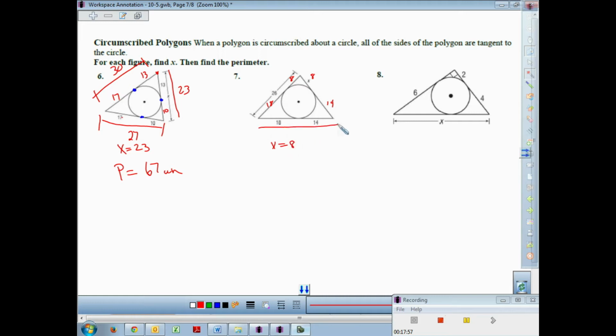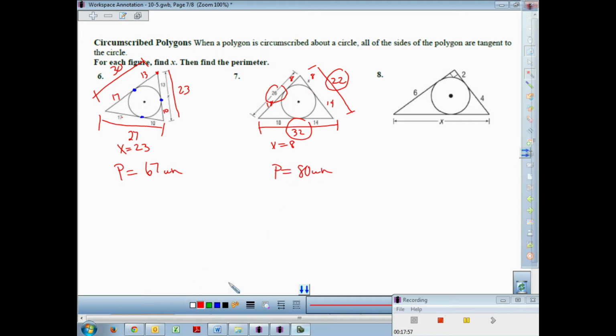And now all of these entire side lengths, 18 plus 14 is 32. And 8 plus 14 is a 22. So we'll add 26 and 22 and 32 together to find the perimeter, equaling 80 units.